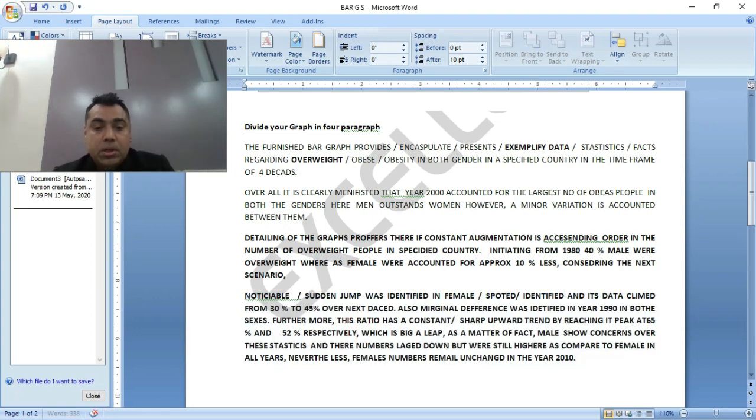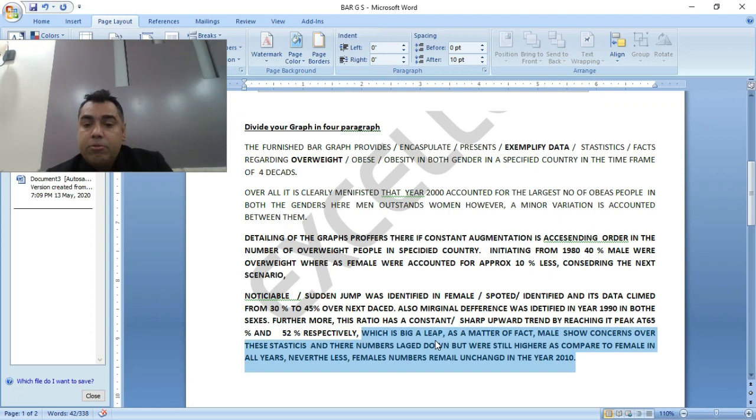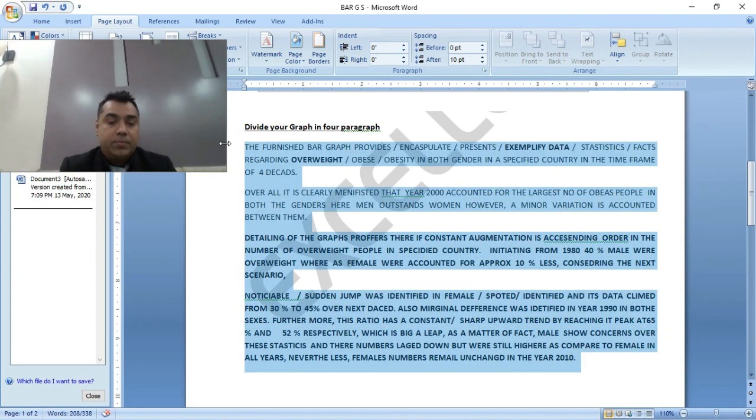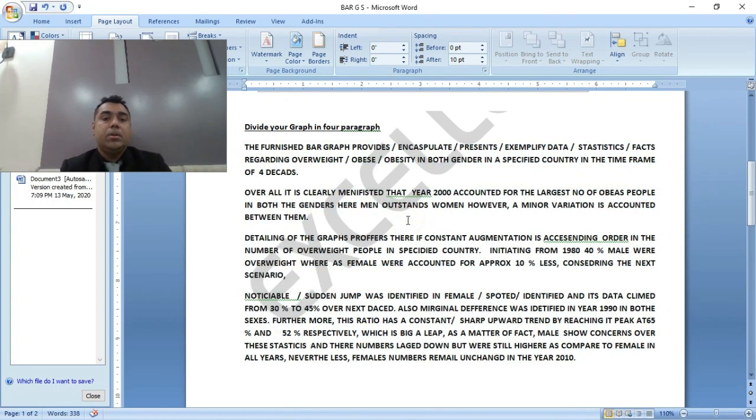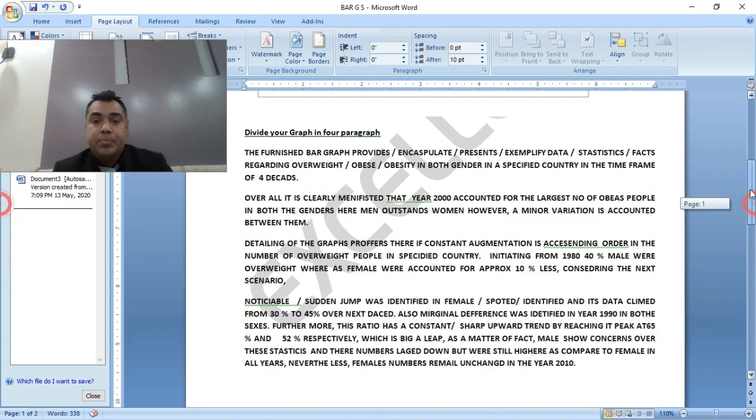Also, make sure about the punctuations, that's very important, which is a big leap. As a matter of fact, male shows concern over the statistics, and their number lagged down but were still higher as compared to female in all the years, or in all the provided years. Nevertheless, female number remained unchanged in the year 2010. Okay, so this is a model answer that you can use in your graph writing.